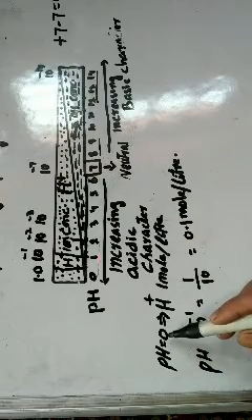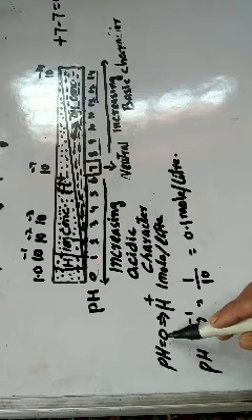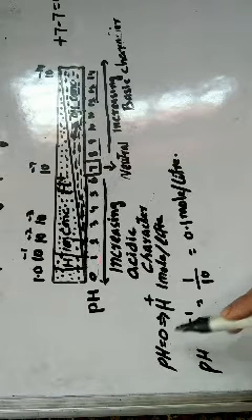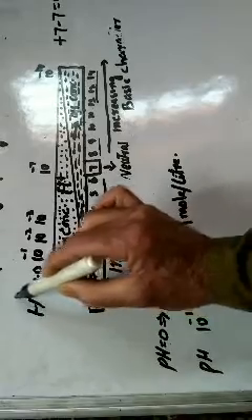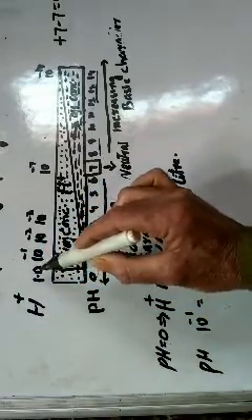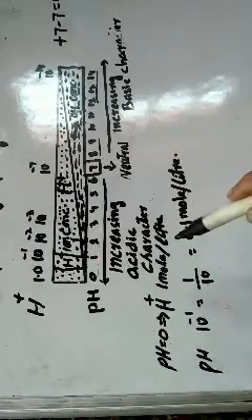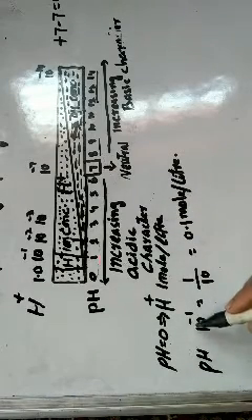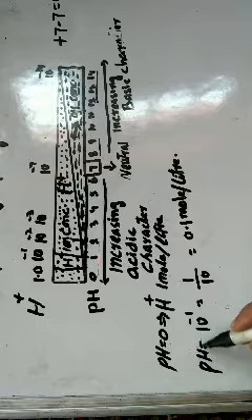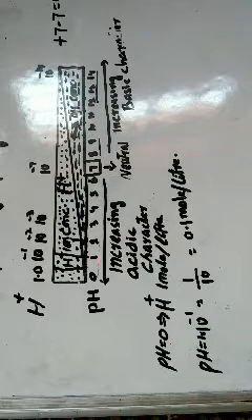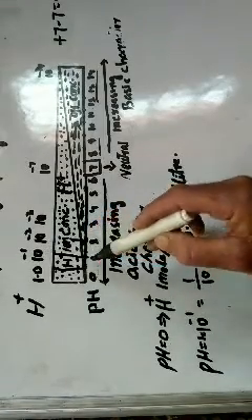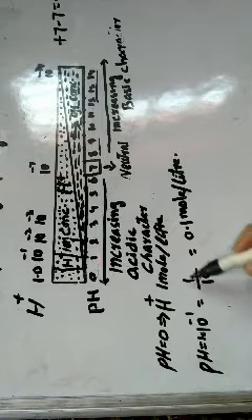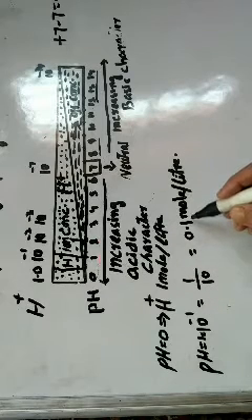pH 0 means H positive ion concentration is 1 mole per liter. pH 1 means H positive ion concentration is 10 raised to power minus 1, that is equal to 1 over 10, that is equal to 0.1 mole per liter.